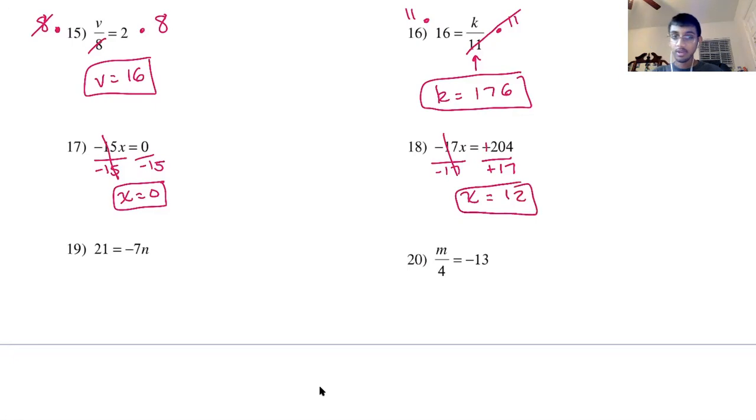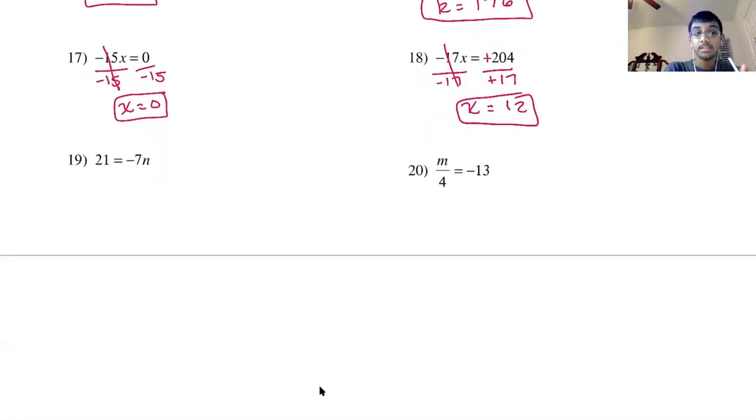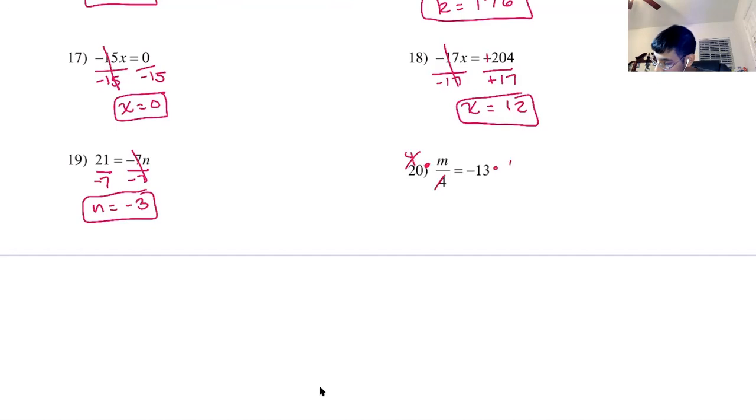Okay, we have two more problems. Let's look at number 19. So we have 21 is equal to negative 7n. Pretty simple stuff. We're just going to divide negative 7 on both sides to get n by itself. N is therefore going to be equal to 21 divided by negative 7. So that's going to equal negative 3. And finally, we have m over 4 is equal to negative 13. So all we're going to do here is similar to above. We're going to multiply a 4 on both sides. And m would be equal to whatever negative 13 times 4 is. And that would be equal to negative 52.